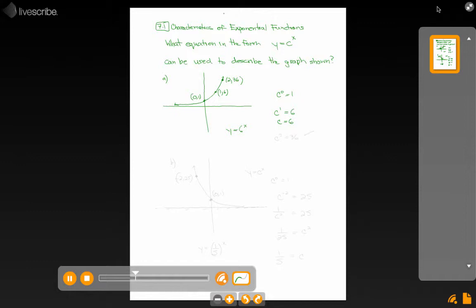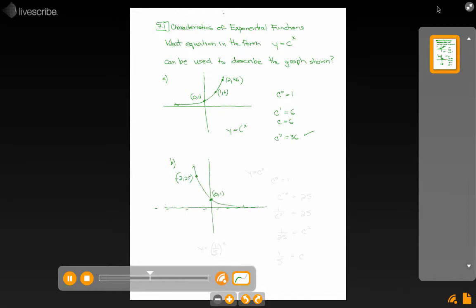You can check with the other point to see does c to the 2 equal 36, and the fact is that 6 squared equals 36, so you can use that point to confirm. If you graph this on your calculator, y equals 6 to the x, you'll get a graph that looks just like that. So let's do a second example of this.